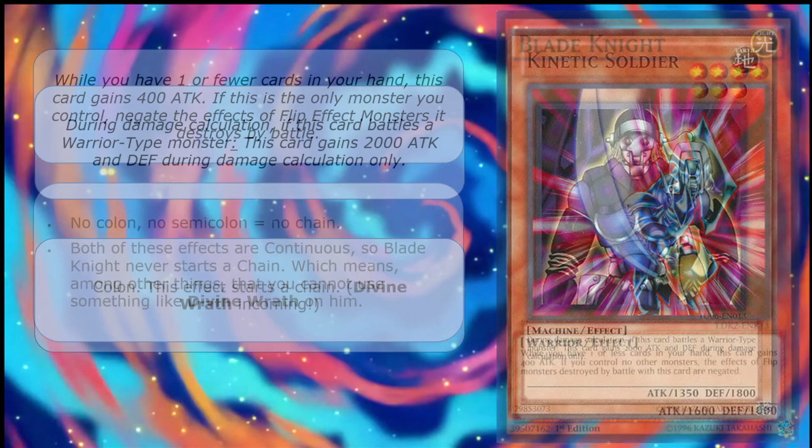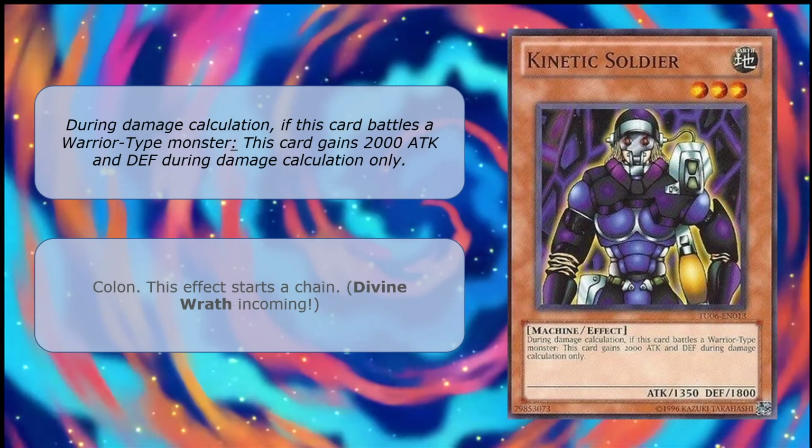So here, Kinetic Soldier. Alright, so he says, during damage calculation, if this card battles a warrior type monster, this card gains 2000 attack and defense during the damage calculation only. Would you look at that? There is a colon. So, hey, Divine Wrath incoming. My opponent will just hit me with that card and it's over. The other card I was safe, but this card I'm not safe.